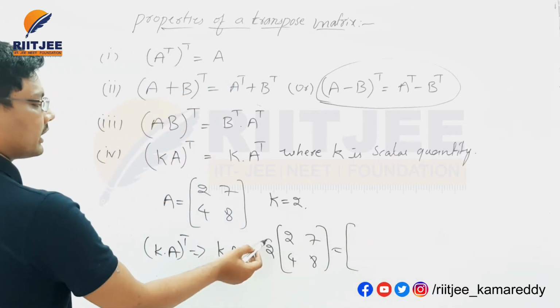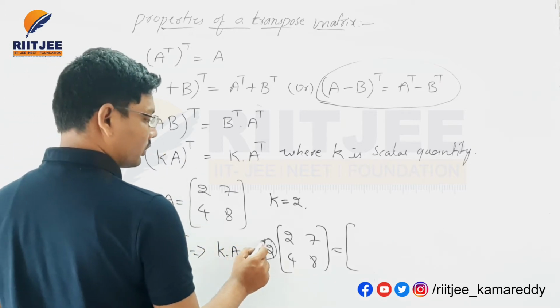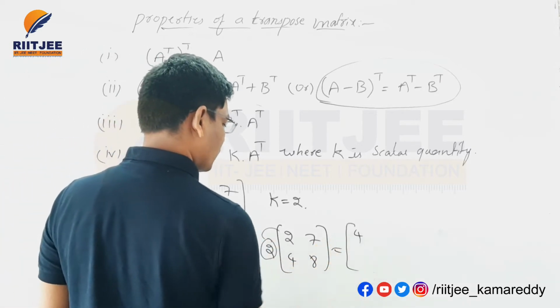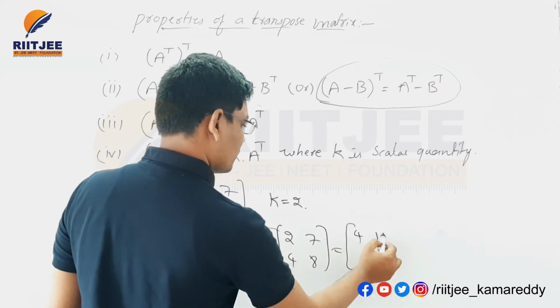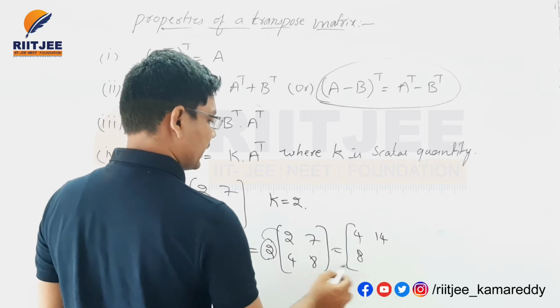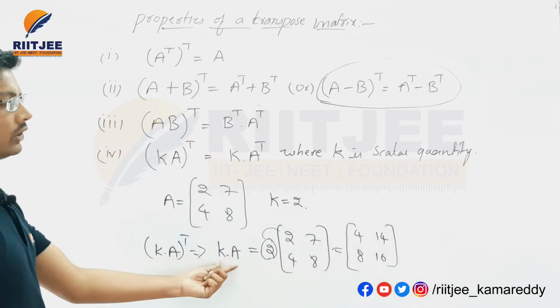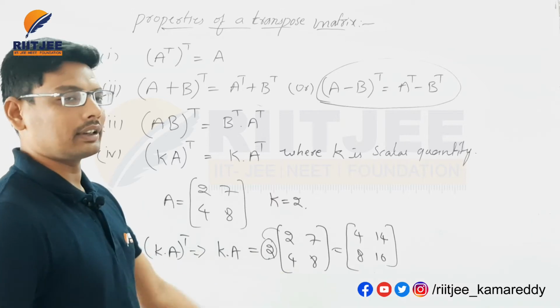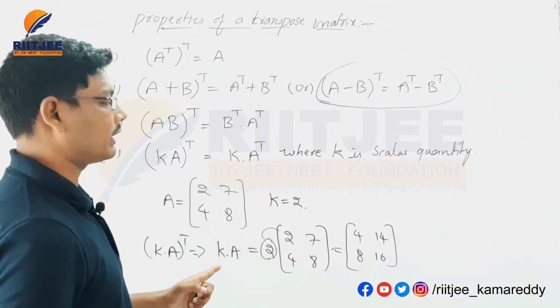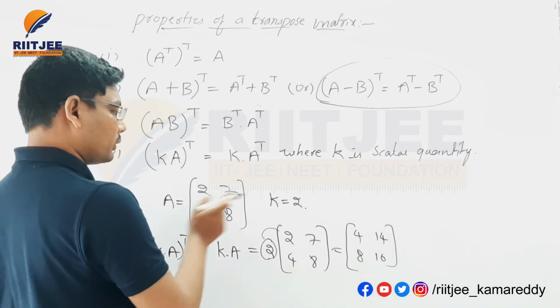So multiply this scalar quantity in the scalar multiplication concept like this. 2 into 4 is 8... 2 into 7 is 14, 2 into 4 is 8, and 2 into 8 is 16. This is a multiplication of k, a scalar quantity, with the matrix. This is a concept from scalar multiplication. Next, we need to transpose this whole value.